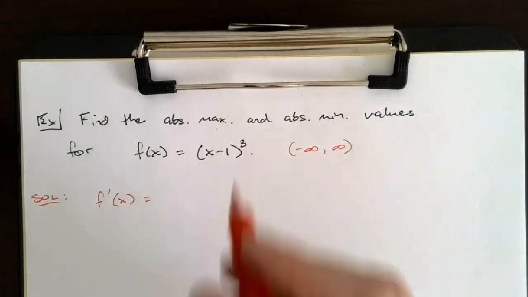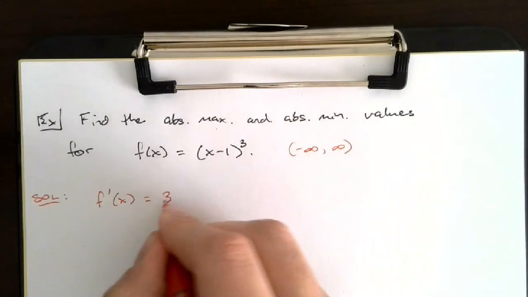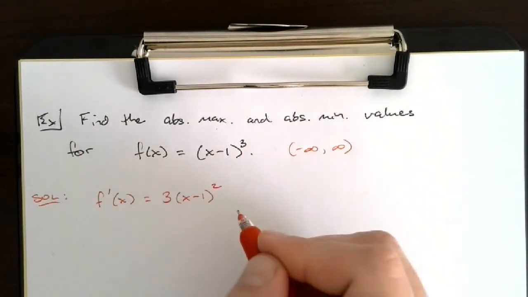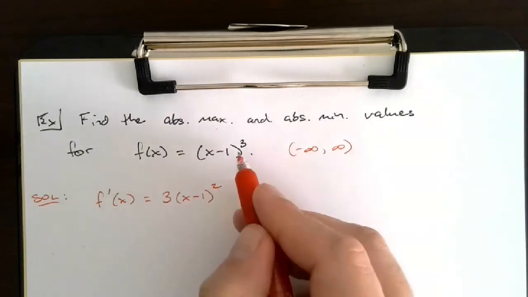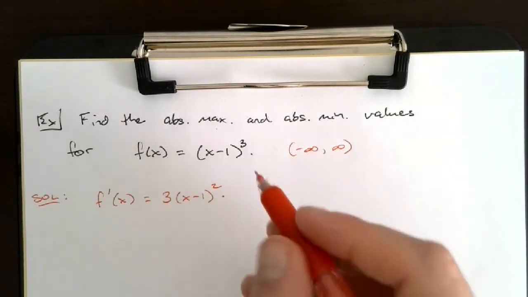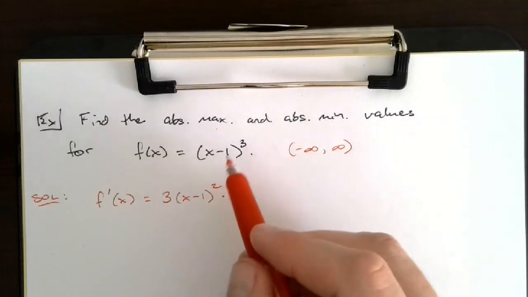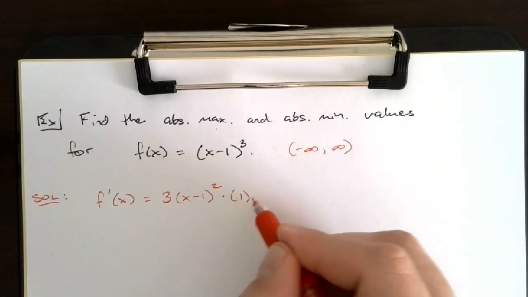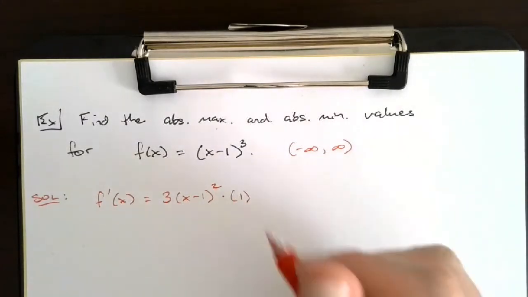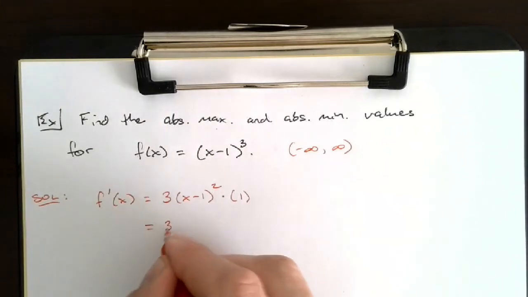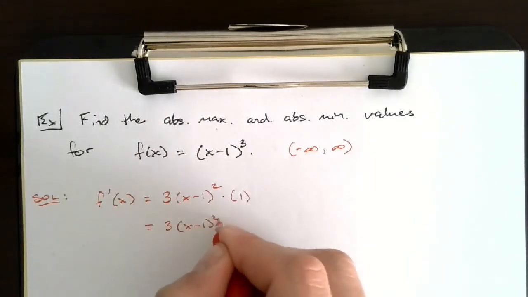The chain rule, remember, says take the derivative of the outside, so bring the 3 down in front, keep the inside the same, x minus 1, and reduce the exponent by 1. Then you multiply by the derivative of the inside. The derivative of x minus 1: the derivative of x is just 1, and the derivative of negative 1 is 0, so it's just times 1, which really means this is equal to 3 times (x minus 1) squared.